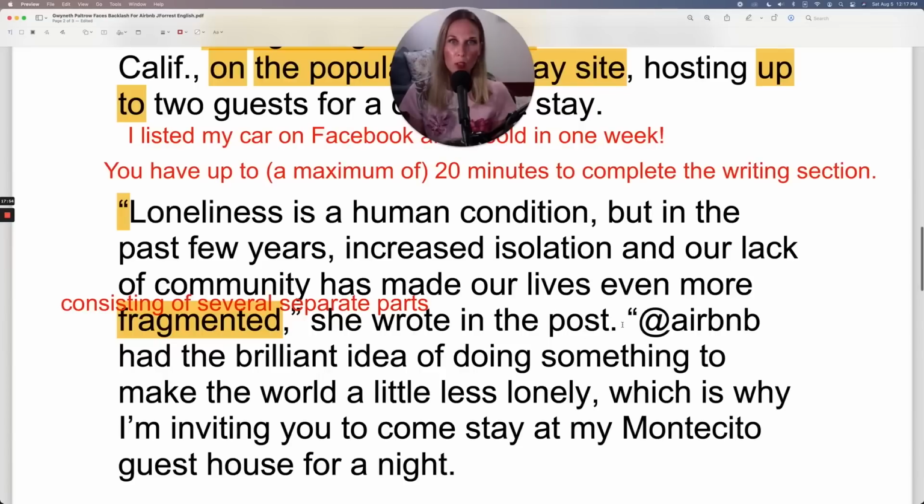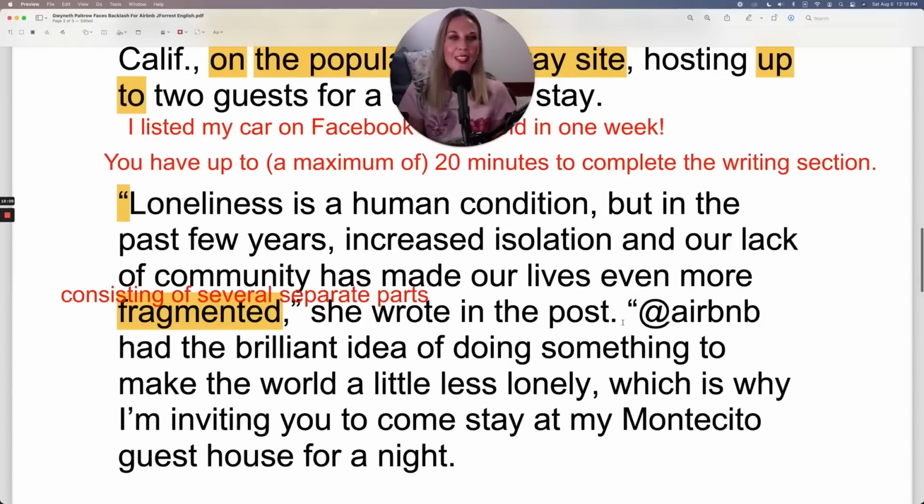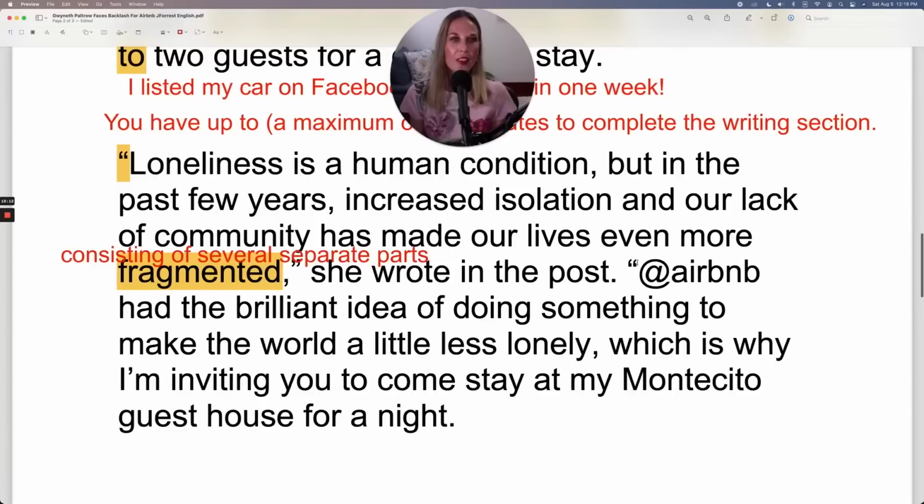She wrote in the post. So remember, this is quoting, and the she is Gwyneth Paltrow. So these are the words that she said, but it sounds like she wrote it in a post. So she didn't actually say them out loud. She wrote them in the post. And then she goes on because there's another quotation mark. So I know she's continuing.